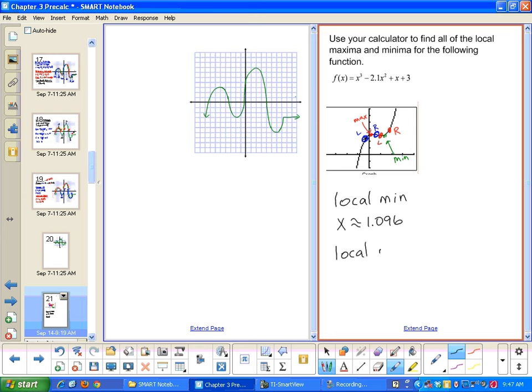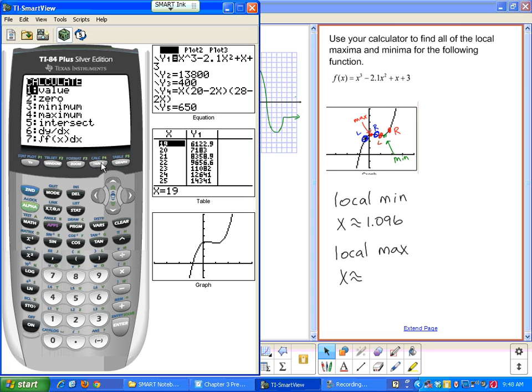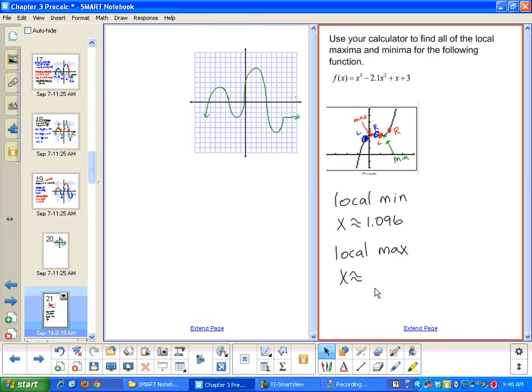And then the local max, let's go through and find that now. Second calc, I'm going for the max this time, which is number 4. Okay, so I need to move to the left side of that maximum here, and then move to the right side of that maximum here, and press enter. And it says the maximum there is at approximately 0.304. So here we go. All right, and then we have the local max and the local min for that.